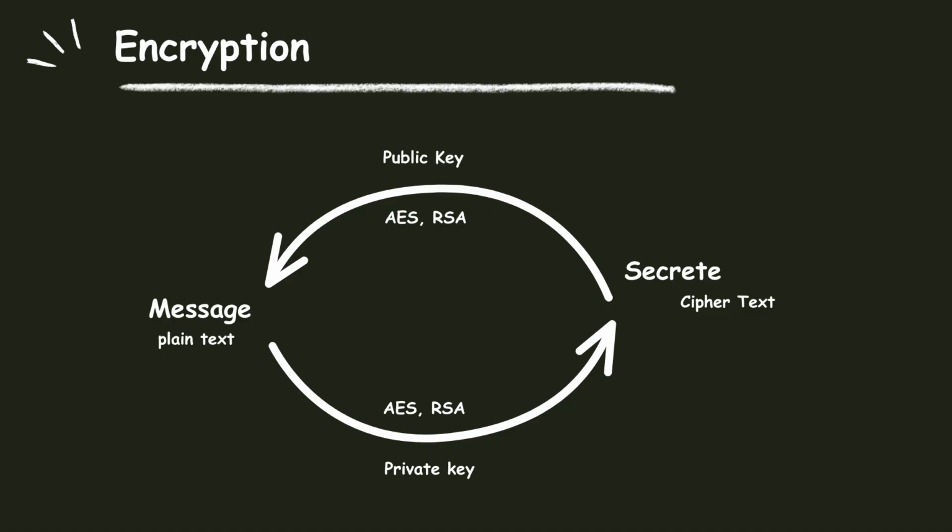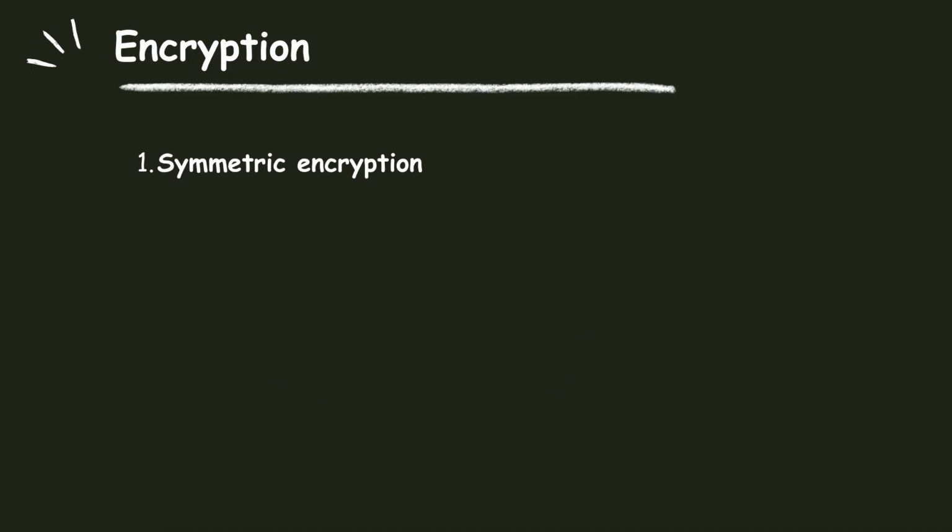Encryption is the process of converting plain readable text, which is often called the plaintext, into an unreadable format, which is called the ciphertext, using mathematical algorithms and keys. This ensures that only authorized parties with the correct decryption key can access the original information. Encryption can be broadly classified into two main types: symmetric encryption and asymmetric encryption.